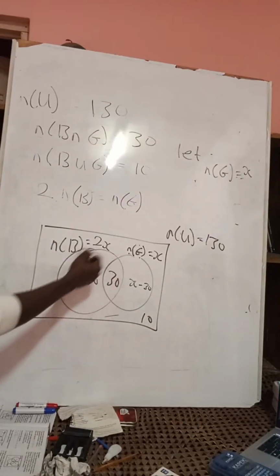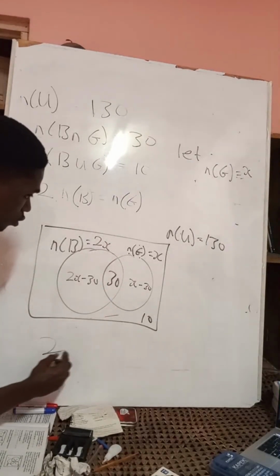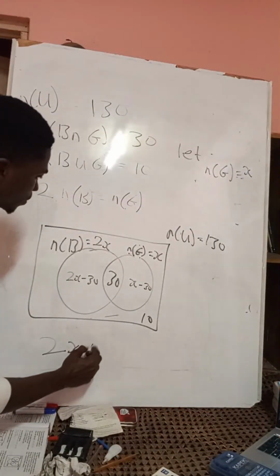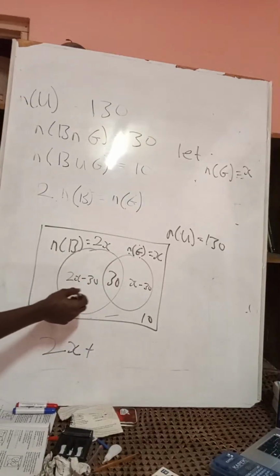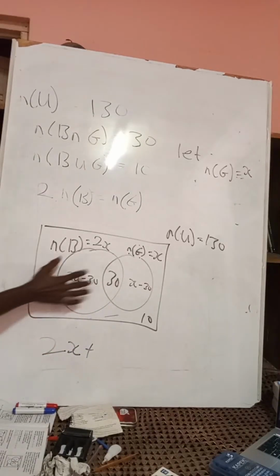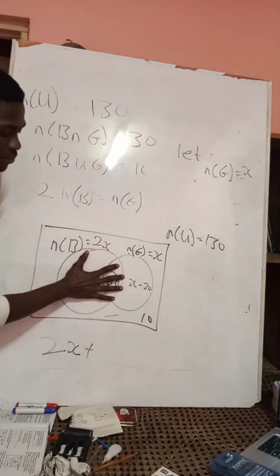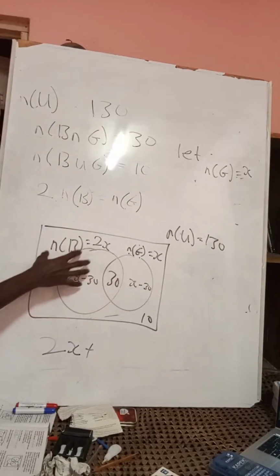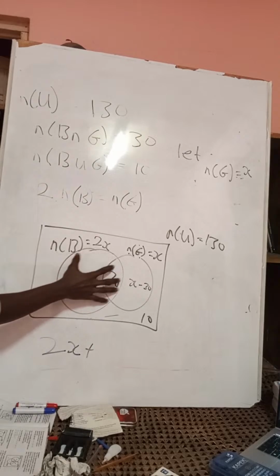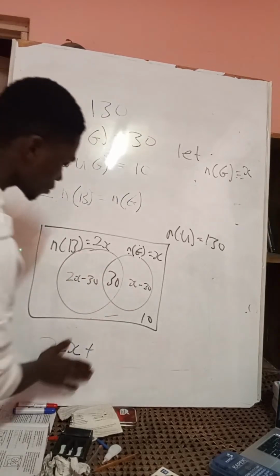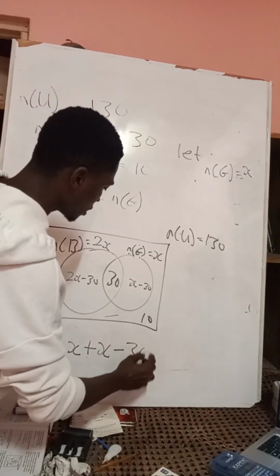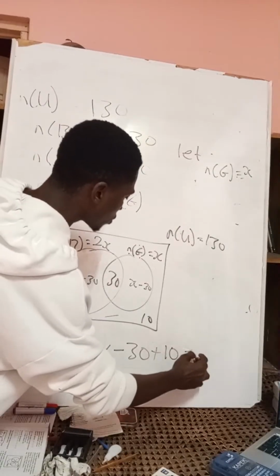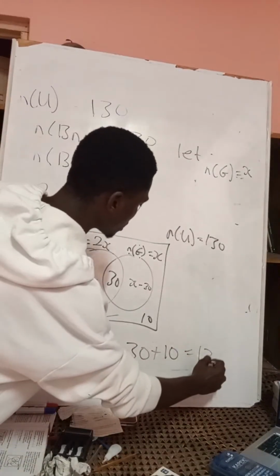So the whole of this one is 2x, the whole of the number of b is 2x. So it will be 2x plus x minus 30, plus 10, equals 130. Fantastic.